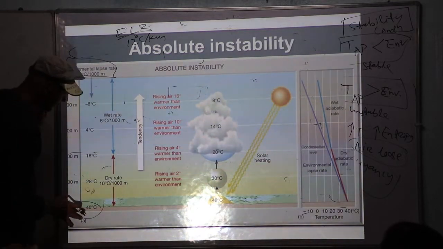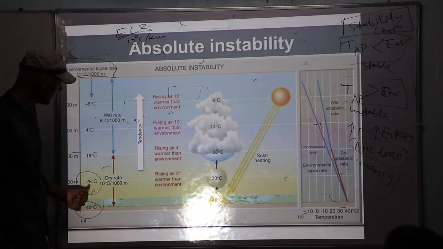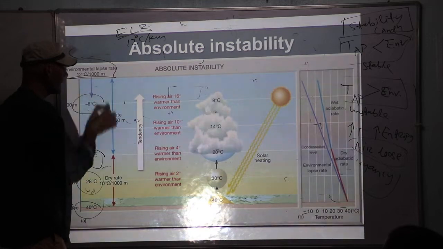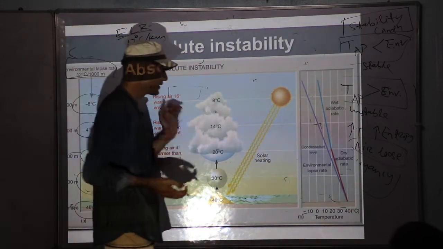You can see at the surface it is having 40 degrees centigrade temperature. At 1 kilometer altitude it is 28 degrees, then at 2 kilometers 16, and like that it will become 4 degrees and minus 8 degrees as it rises.